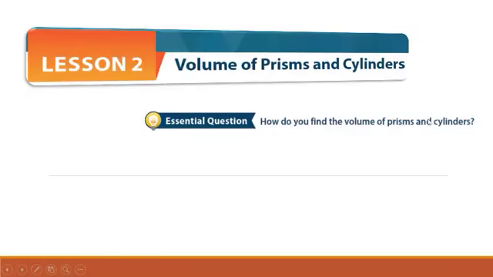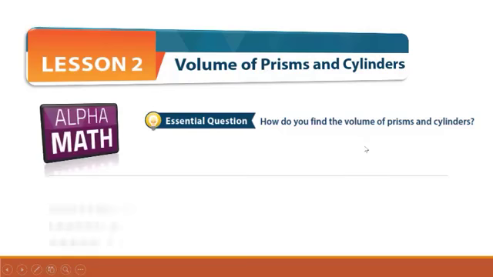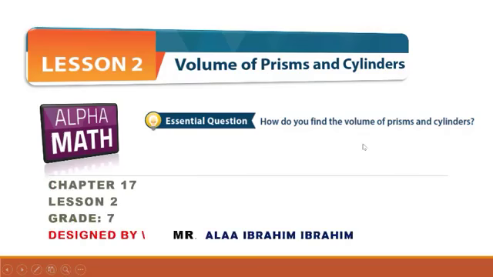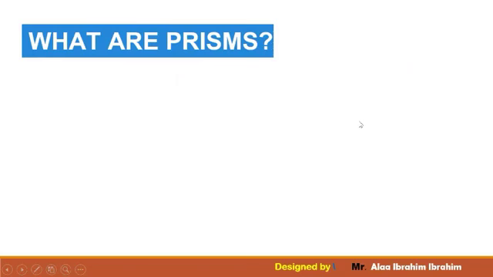Complete chapter 17. We listen to volume of prisms and cylinders. How do you find the volume of a prism and a cylinder? This is chapter 17 again. Now we're going to what are prisms?